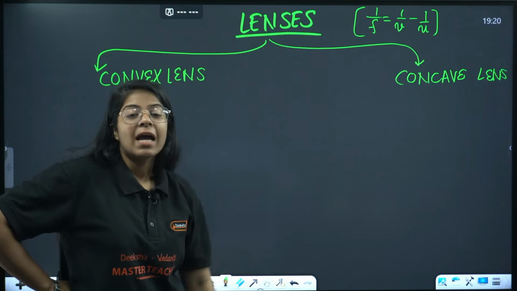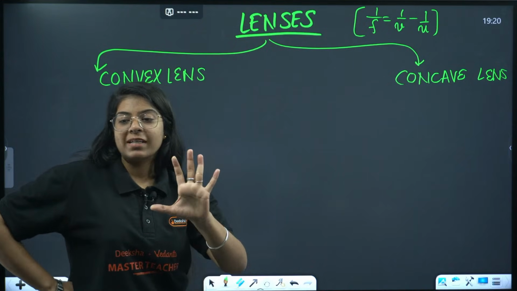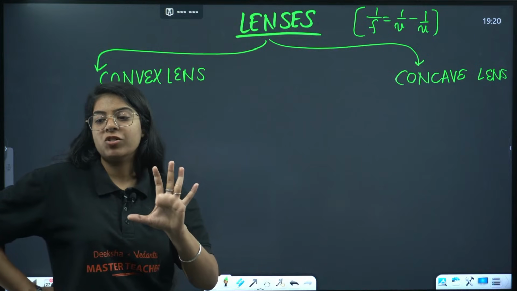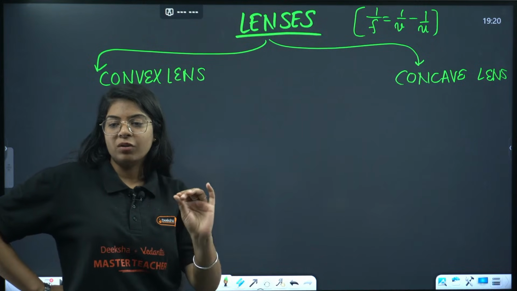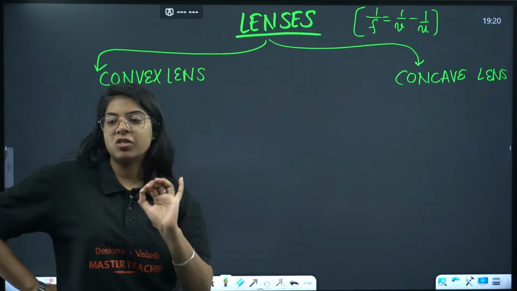Okay, let me know. In first 5 cases of convex lens, what is the nature of image? First 5 cases of convex lens, what is the nature of image formed?